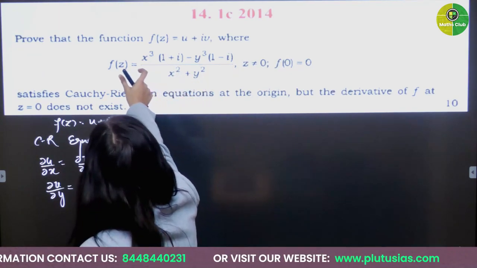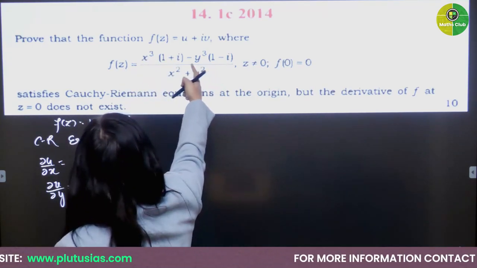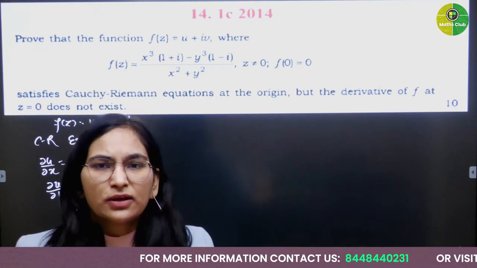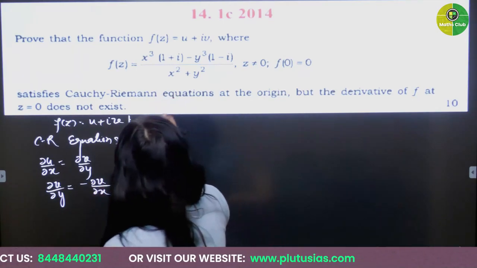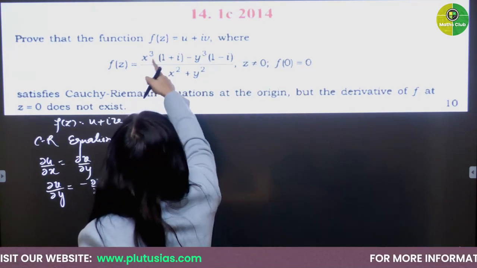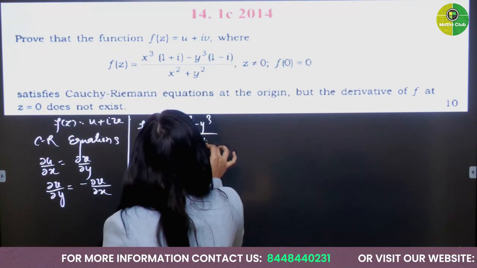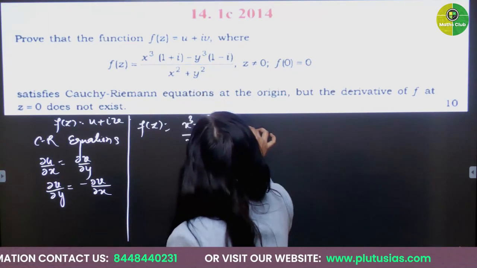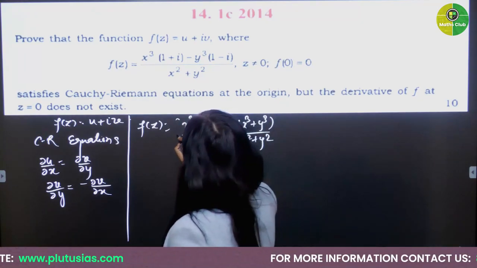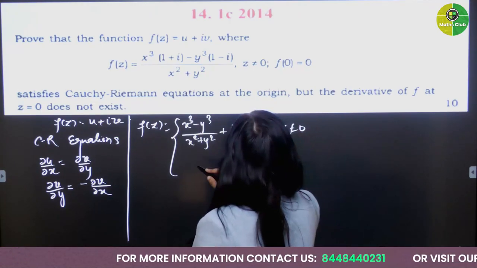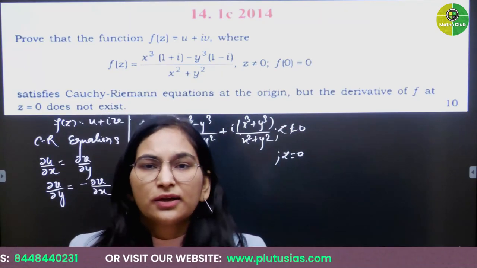For this function to satisfy the CR equations, it should be in the format of real part and imaginary part, but here they are combined. So first we need to change f(z) into the form u plus iota v, where you can segregate your real part and imaginary part. So let's write it in that format. f(z) is equal to, if I write the real part, x cube minus y cube divided by x square plus y square, plus iota times x cube plus y cube divided by x square plus y square. So this is f(z) if z is not equal to 0, and 0 if z is equal to 0. So this is the function they said is defined in such a way.